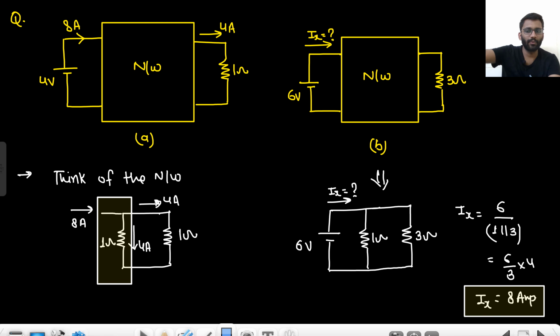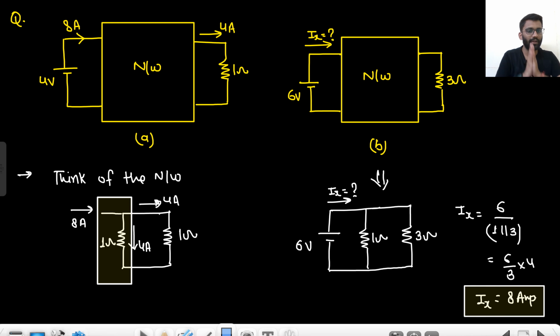In the next example, we got to know that we can't really apply any method, so we have to think of the circuit only. So we directly thought of the circuit, and the circuit was 1 ohm resistance only. We just replaced the circuit with the 1 ohm resistance and found the value of Ix. The value of Ix was 8 ampere. So these are the methods.